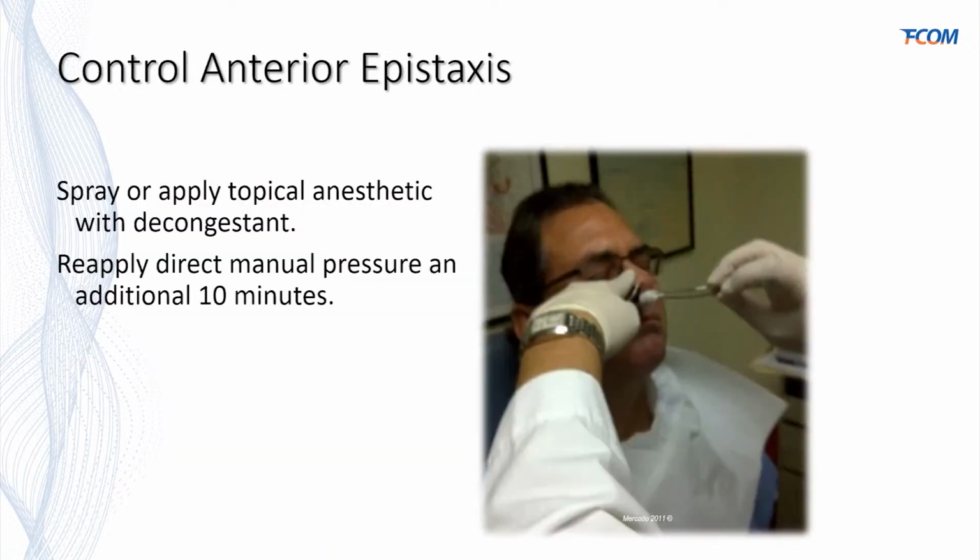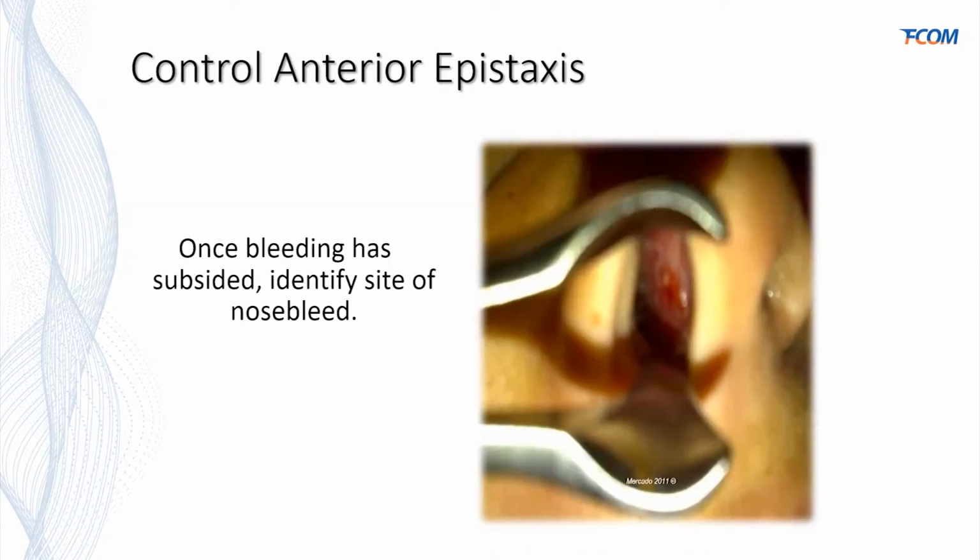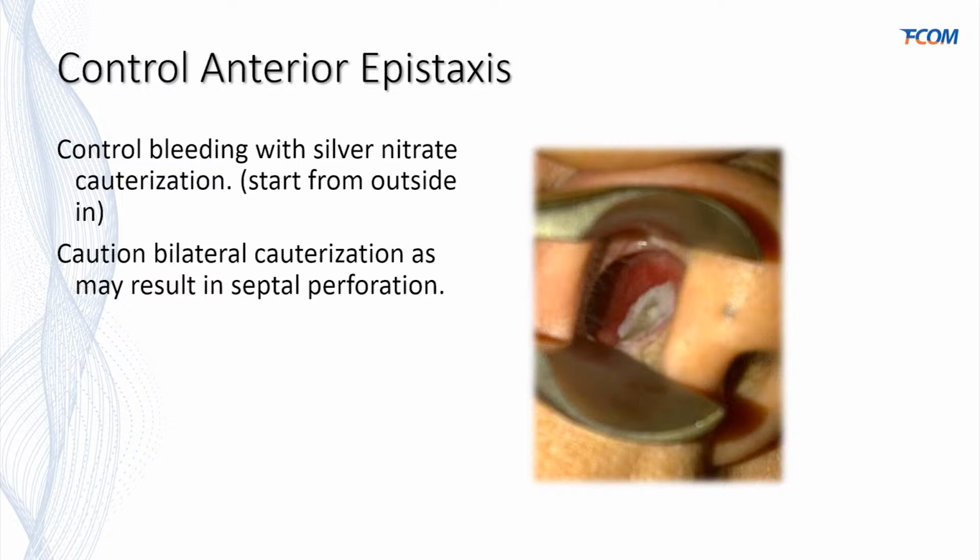You want to spray or apply topical anesthetic with decongestant. I do this bilaterally, and then you apply pressure for another 10 minutes. After doing this, you can often visualize the offending vessel much better. Control of the anterior epistaxis is achieved using silver nitrate in circular formation from the outside, working your way in towards the center.